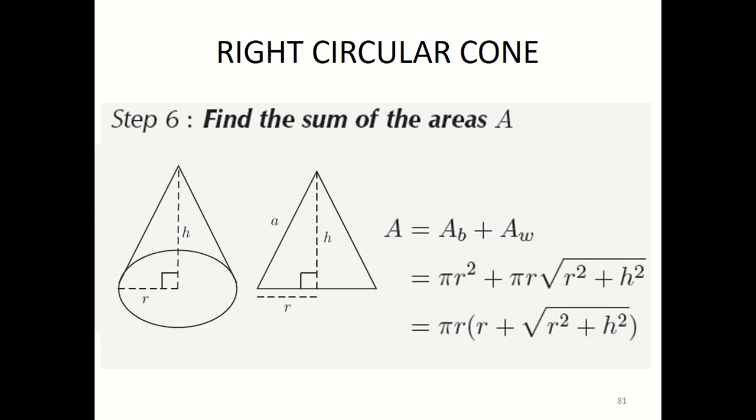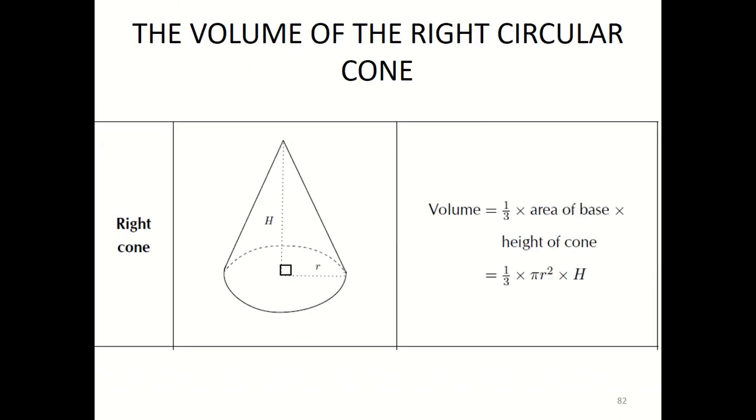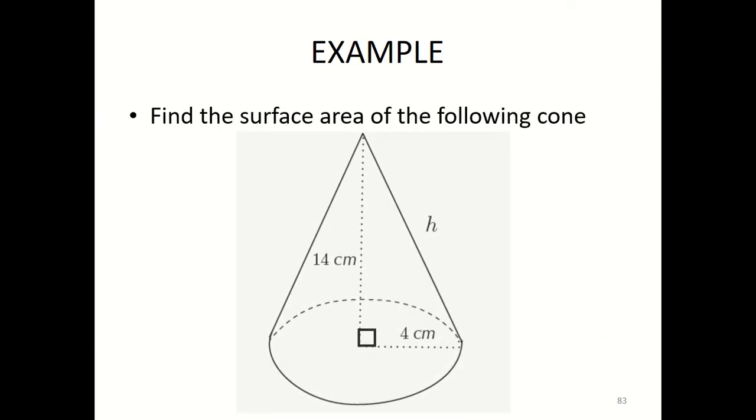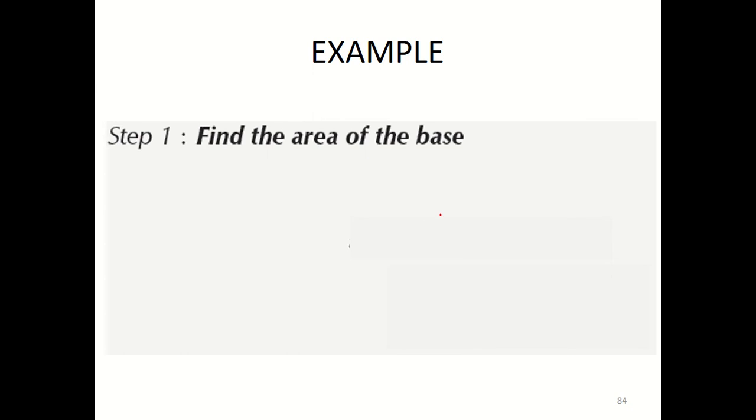Let's quickly calculate the volume of the cone, and I will show you how. This is the formula that you have to use, which is exactly the same as calculating the volume of your pyramid. Now let's do one example where the height of this cone is 14 centimeters, and the radius of the base is 4 centimeters. You will simply find the area of the base and multiply it by the height of the cone to calculate the volume. However, you will need the slant height, a, if you want to calculate your total surface area. Let's start with calculating the area of the base.